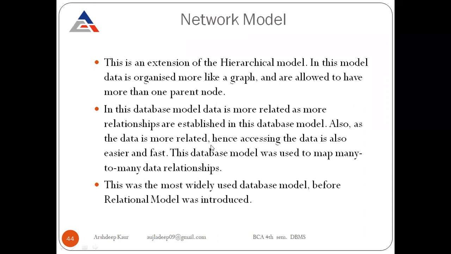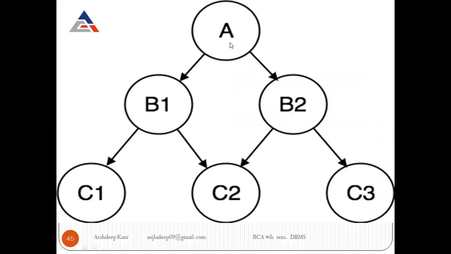Now see, it is represented in the form of a graph-like structure. We have A. This is the parent node having two child nodes B1, B2. Again, we have two child nodes C1, C2. Now see, the node C2 is connected with two parents.